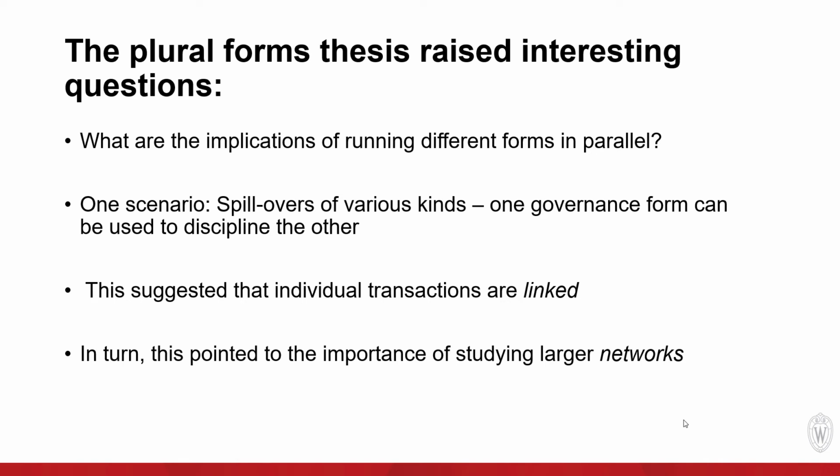And this plural forms thesis raised interesting questions in its own right. What happens when you combine different forms in parallel? What happens when a company makes and buys simultaneously? One scenario is that you get important spillovers. One governance form, like an internal branch, can be used to discipline or serve as a check on an external governance branch. And theoretically, that suggested that individual transactions are linked. Furthermore, from a theoretical standpoint, this suggested that we needed to study larger networks and not only focus on individual transactions.